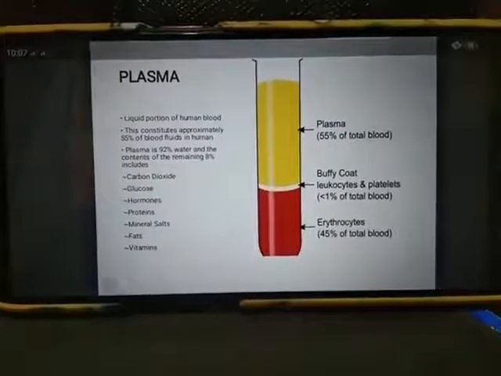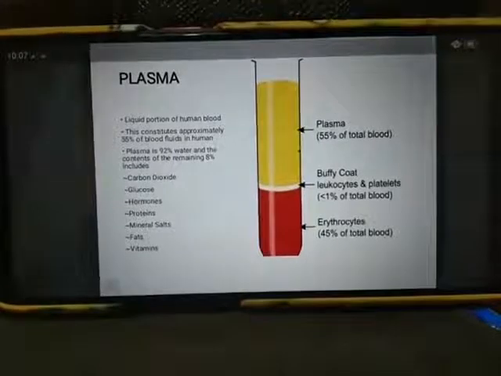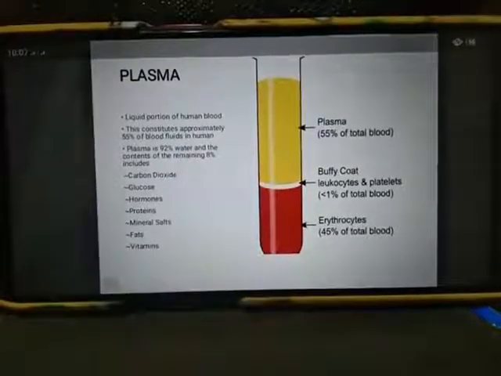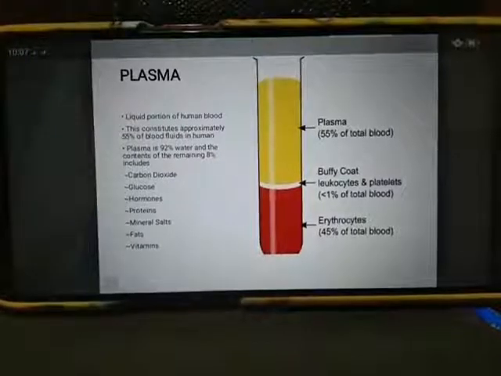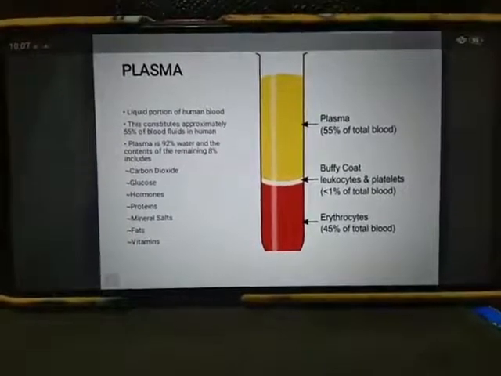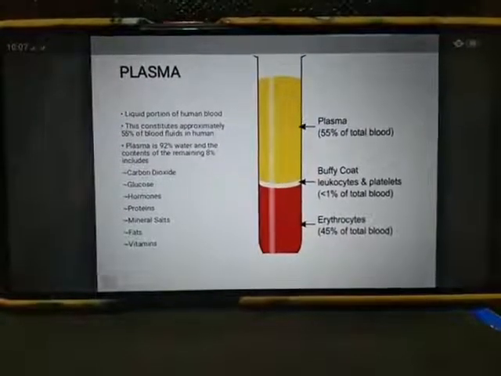Plasma. It is the liquid portion of human blood. This constitutes approximately 55% of blood fluids in humans. Plasma is 92% water and the contents of the remaining 8% include carbon dioxide, glucose, hormones, proteins, mineral salts, fats, and vitamins.